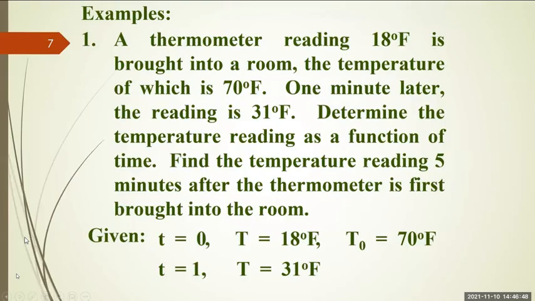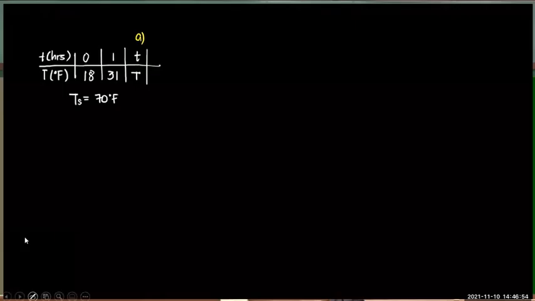Find the temperature reading 5 minutes after the thermometer is first brought into the room. So you're asked T at 5. Okay, so this one is, say, letter B.